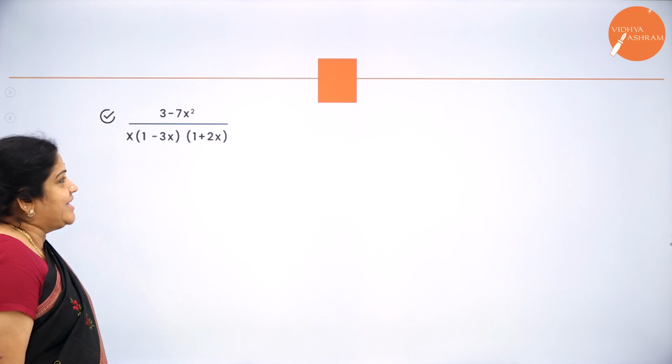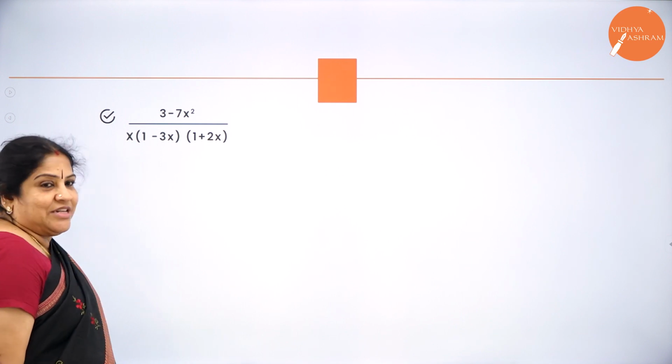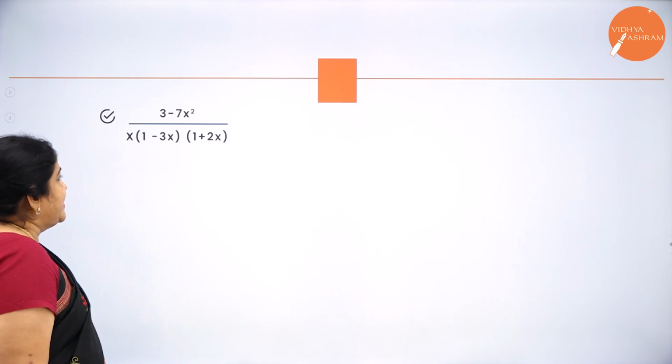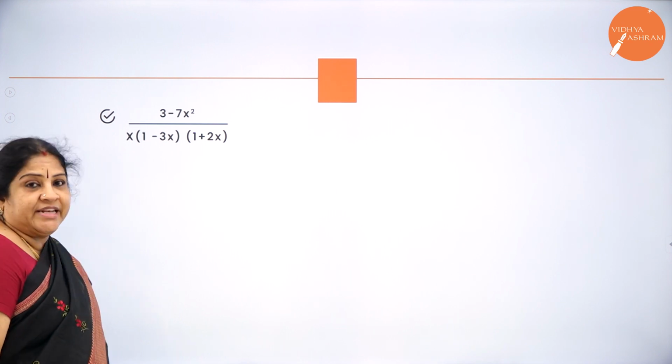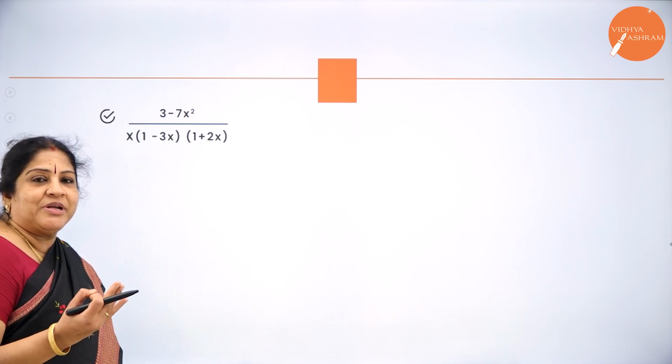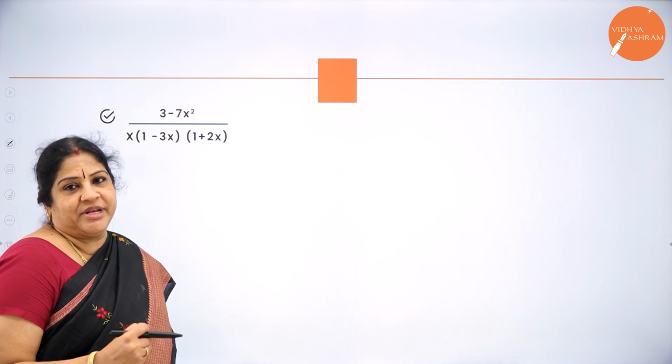Now, this is the next sum. It looks a little complicated, right? But it is very easy. How many terms are there in the denominator? 3 terms. x, 1 minus 3x and 1 plus 2x. There are 3 terms in the denominator.